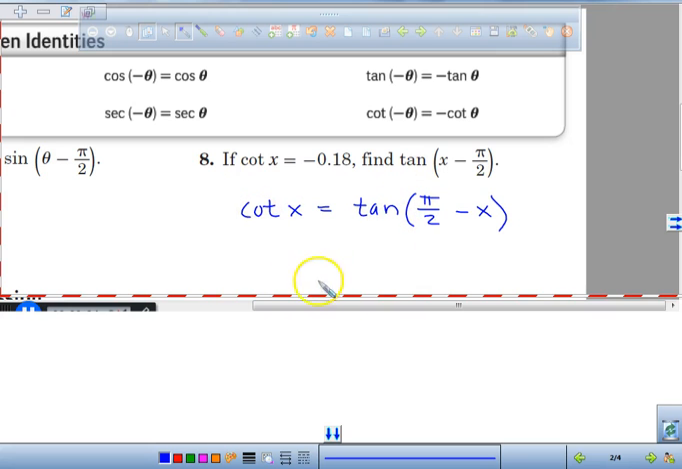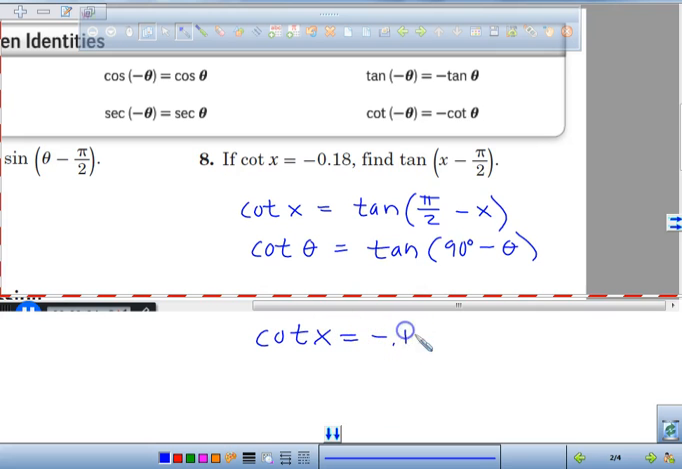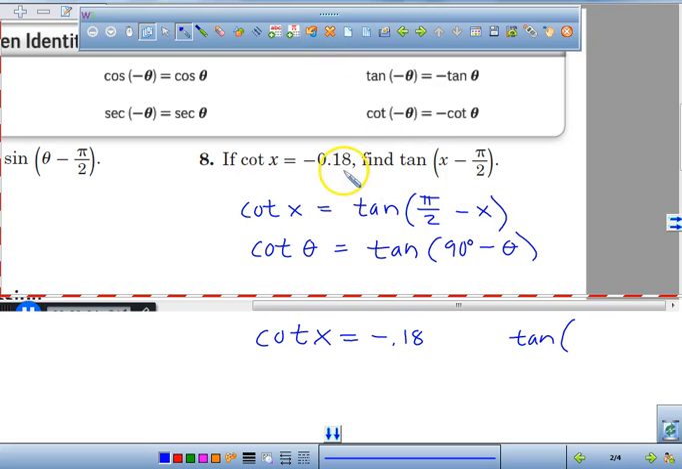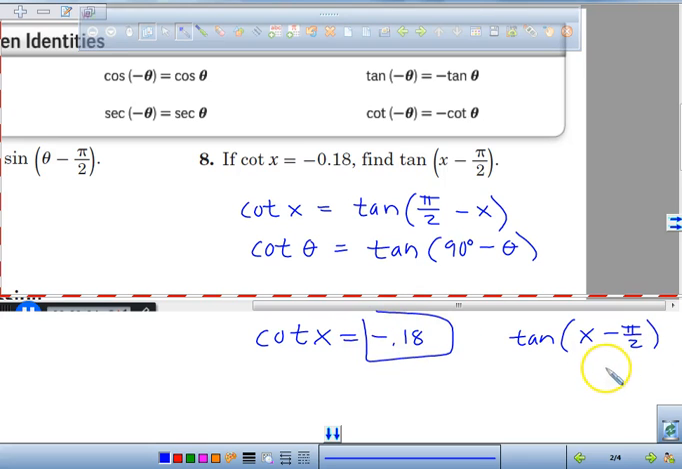The cotangent of x equals, here's another way of saying it, ready? The cotangent of theta equals the tangent of 90 degrees minus theta. That's another way of looking at it. Well, what's happened here? It's been switched. So if it says the cotangent of x equals negative 0.18, and it says find the tangent of not pi over 2 minus x, because by the way, pi over 2 minus x would equal the same number. Okay, would equal the same number. It says, what's the what? X minus pi over 2. What's going to happen to this answer over here? It's going to become the opposite, to the positive.